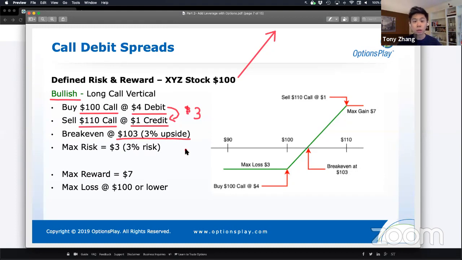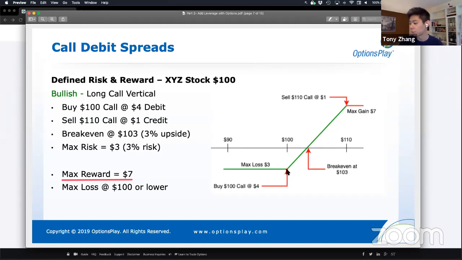So you can either increase your leverage or you can decrease your risk here on this particular trade. Now, the trade-off here is the fact that by trading this type of strategy, by selling that 110 call, instead of having unlimited gains, now your max gain is just $7 a share. But what I want to do is walk you through a few different examples, right?